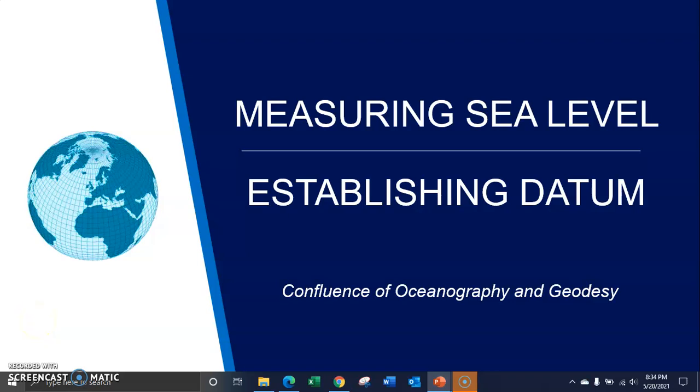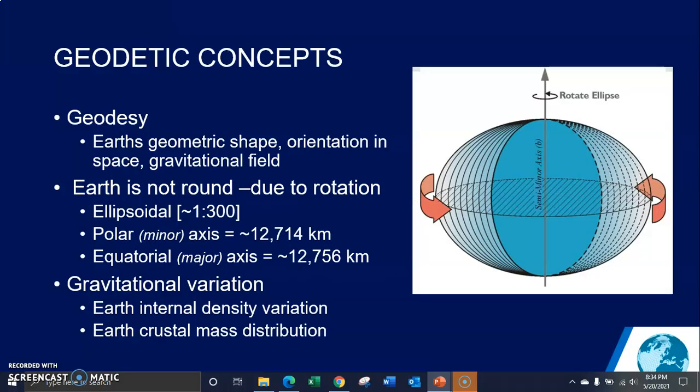Hi, I'm Evan Sheriff, and today I'll be giving an introduction to measuring sea level and establishing datum from that. This is an interesting field that is the confluence of oceanography and geodesy. Geodesy is going to serve as one of the foundational sciences for this introduction into sea level and datums.